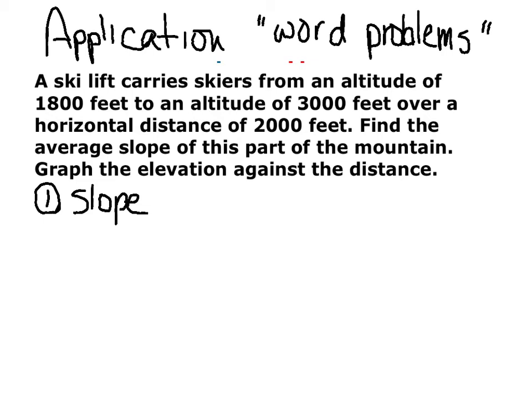Alright, word problems. A ski lift carries skiers from an altitude of 1,800 feet to an altitude of 3,000 feet over a horizontal distance of 2,000 feet. Find the average slope of this part of the mountain and graph the elevation against the distance. Like I told you yesterday, I need pictures. Okay, I've got a mountain. It's blue. It continues on, but I have a ski lift.